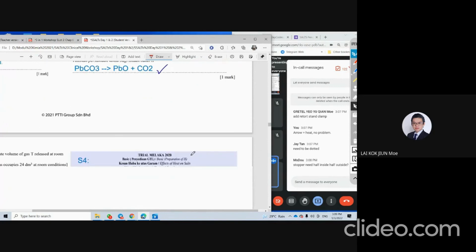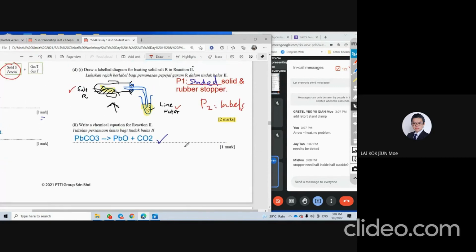And you can see complete marks already. So be careful. The stopper needs to be half inside. Yes, very good. Must be half inside. So at least you got a little bit inside. Cannot be all inside. Very good, Doris.